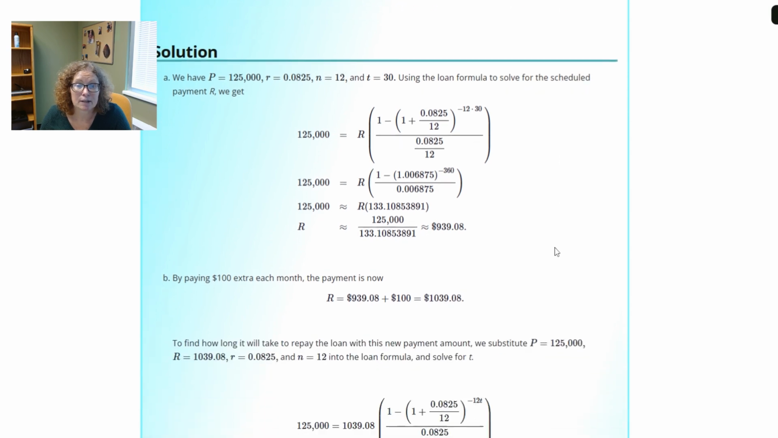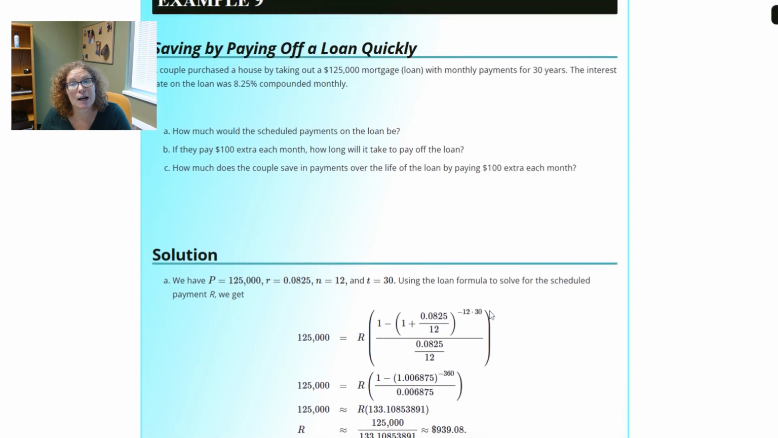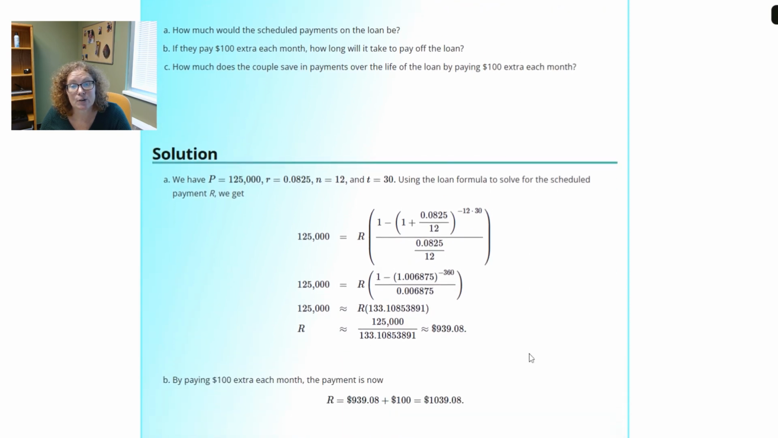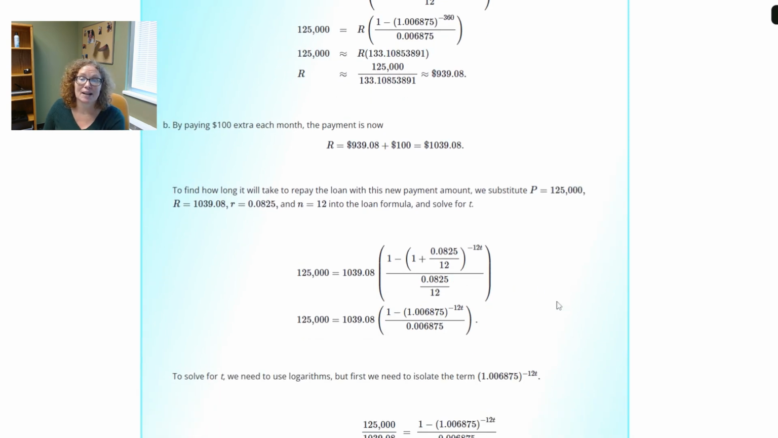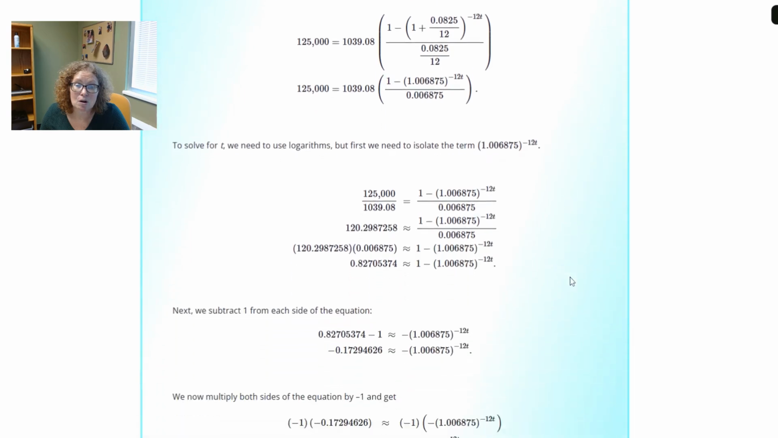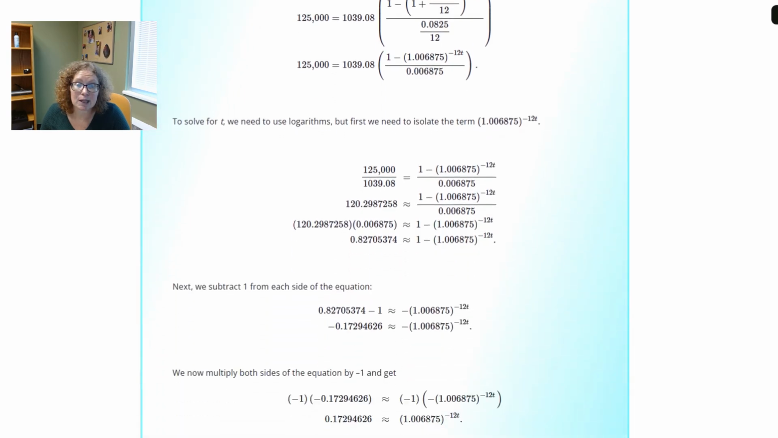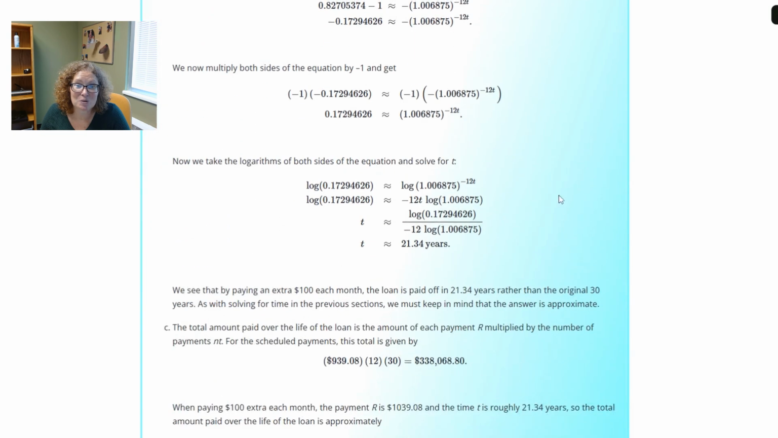So we looked at the amount we would end up being paid, 1,039.08, rather than the 939.08 that we figured out to be the regular payment when we did our standard formula. And then we want to use that to find out how long it would take to repay the loan. And so that T is what we're looking for on that one. And so we can do our formulas and we can end up with 21.34 years.